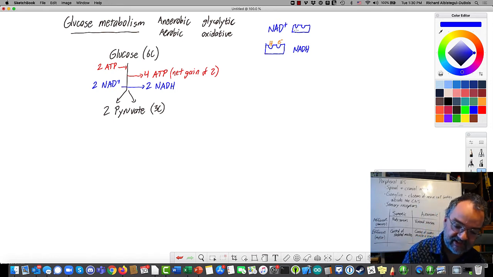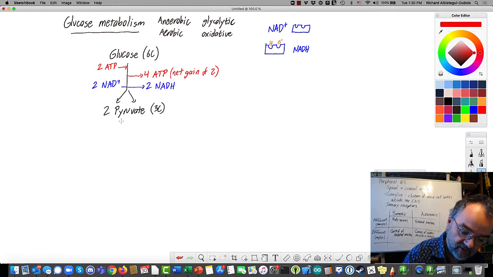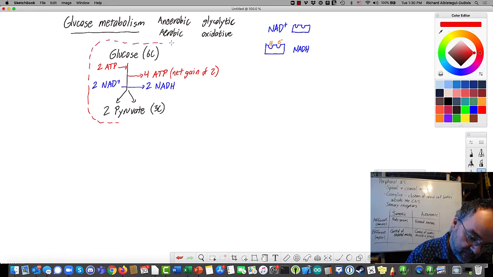But this process that we just did right here has a name, and actually, let me see if I can do this on a separate layer. So this particular process, glucose to pyruvate, this we call glycolysis.